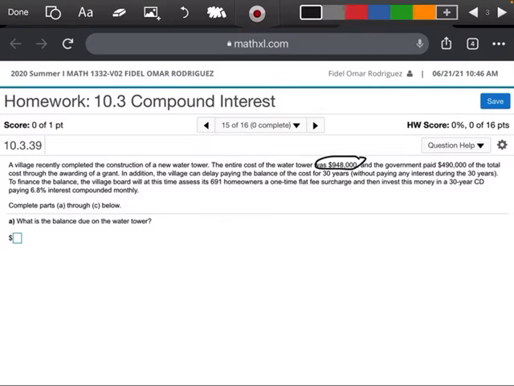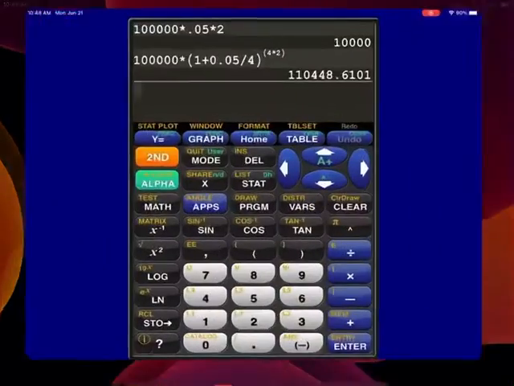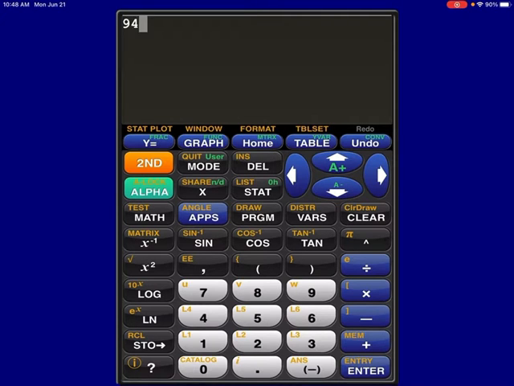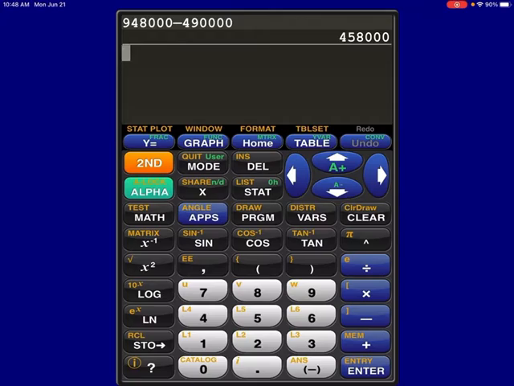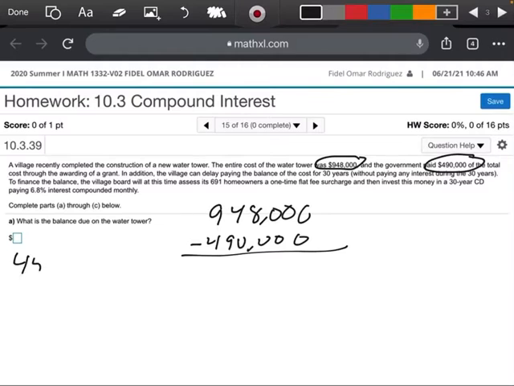So remember, the entire cost of the water tower was $948,000, but we got a grant for $490,000. So what we're going to do is pay that $490,000 so we can see how much money we owe, okay? So let me grab my calculator, clear this out. So we got 948 minus 490, and so we're left with 458,000. So here for part A, I'm going to put 458,000, okay?